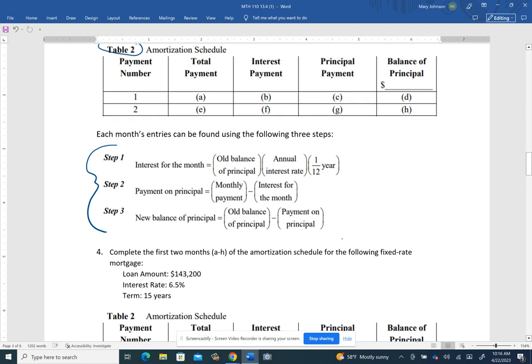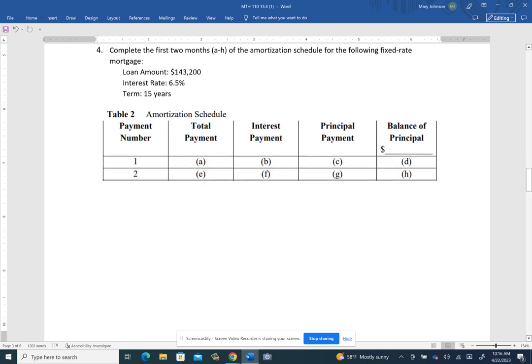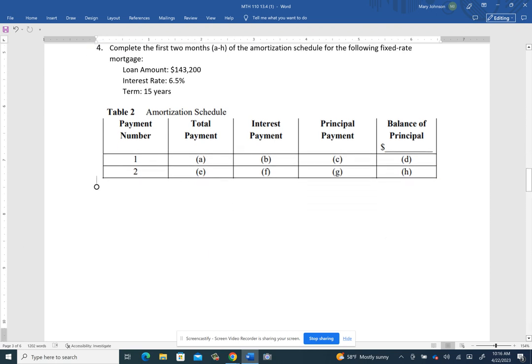All right, let's go ahead and just work this out. I'm going to go through this example, and I think we'll do one more. I don't have another one in your notes, but I think we'll do one more of them. So let's look at this one. On this one, the loan amount was $143,200. Our interest rate and our term, those would be in the table. So first thing we're going to need to do is calculate our monthly mortgage payment for this mortgage.